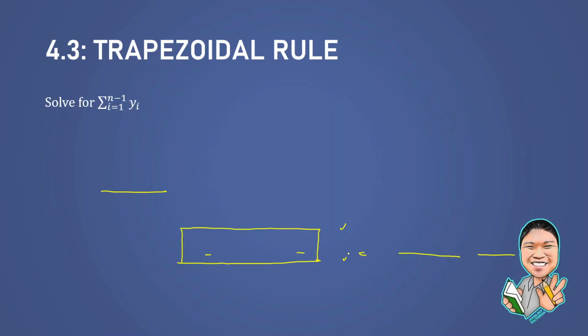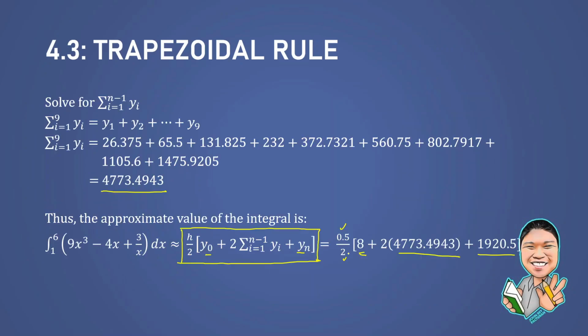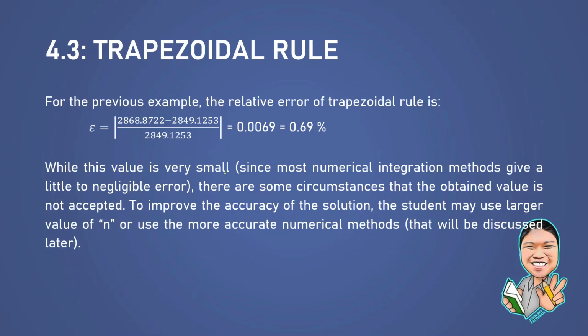Okay? So, di ba ang dali lang ng trapezoid rule? Pagka-sum mo nung nasa gitna, so, ito lang, gamitin mo tong formula na to. And ang lalabas, ang approximate value ng integral natin is 2,868.8722. Yung exact answer natin is 2,849.1253. Kung titingnan nyo ulit yung module nyo sa analytical solution, yung sagot is 2,849.1253. Kaya nga, kinompute ko yung relative error. Again, pag sinabi nating relative error, yung error of the approximation, yung error niya is 0.69% lang. That is a good thing, no? Kasi 0.69%.